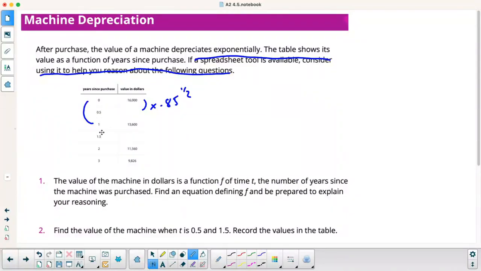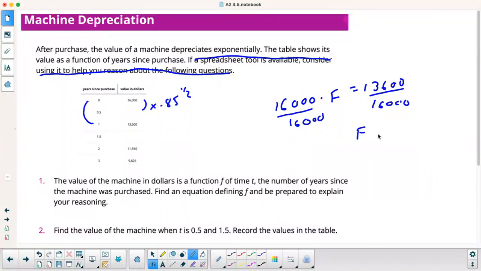Okay. So anytime you go up by 1/2, it's going to be 0.85. Because to go by ones, we're thinking 16,000 times whatever my growth factor is, I'll call it F, and it gets me to 1360. So, that's how I got the number. I divided here. And I said, oh, okay, my growth factor equals 0.85. But that's for one interval. So to go by 1/2, it's 0.85 to the 1/2.